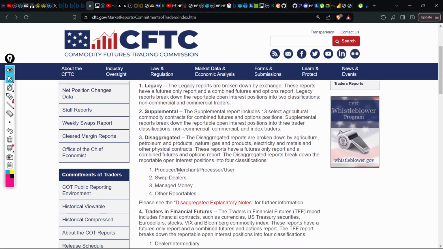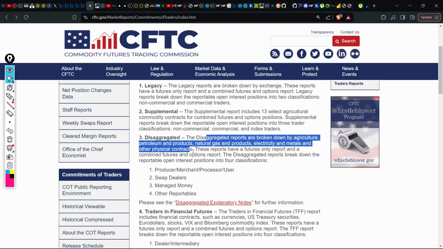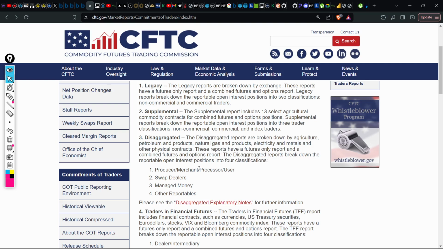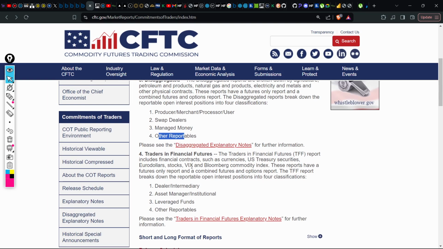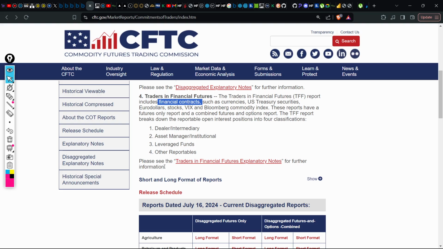Okay, so let's go to the third one. Disaggregated. The disaggregated reports are broken down by agriculture, petroleum products, natural gas and products, electricity, and metals and other physical contracts. These reports have futures only reports and a combined futures and options report. The disaggregated reports break down the reportable open interest positions into 4 classifications: producer, merchant, processor, user. That's one category. Swap dealers, managed money, and other reportables. So essentially, so far, there's also this other one. This is in financial contracts. This is not our focus of concern today.